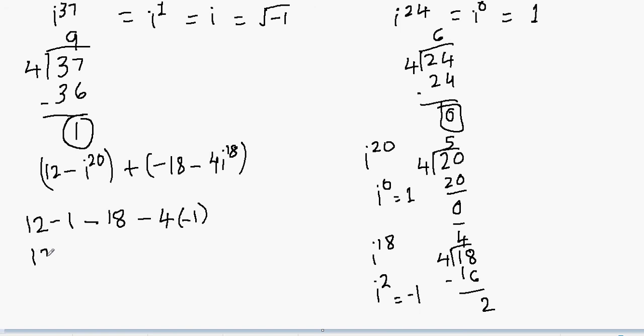Now we have 12 minus 1 minus 18. And then negative times negative: -4 times -1 will be +4. Now 12 minus 1 will be 11. 11 minus 18 plus 4. 11 plus 4 will be 15, and 15 minus 18 will be -3. So the final answer will be -3.